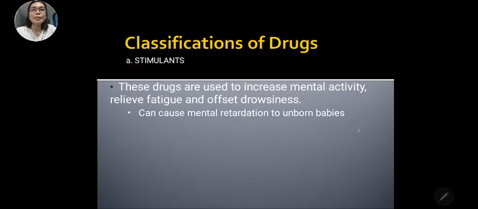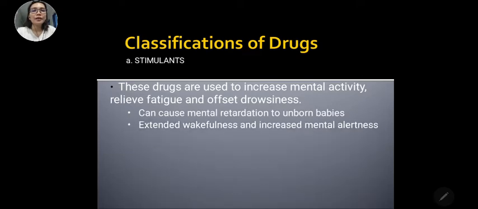So, they can cause mental retardation, especially to unborn babies. For example, may nag-take na pregnant mother, tapos hindi niya alam na, or pwede rin alam niya na buntis siya, pwede mag-cause ng mental retardation. Extended wakefulness, yun yung sinasabi ko sa inyo. Kaya sila usually, iba nagtitake. Minsan, mga doctors na kailangan na hindi sila matutulog sa shift. Merong mga nagtitake ng stimulants. Okay? Loss of memory.